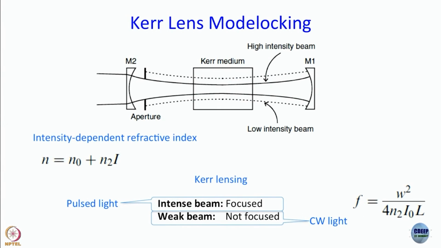Kerr lens mode locking means because of the Gaussian distribution of a TEM00 mode, you have greater intensity at the center of the beam and it falls off as it goes towards the edge. This brings in an intensity dependent refractive index, which sort of acts like a lens. It is called a Kerr lens. And since pulsed light is intrinsically more intense, it focuses the intense beams and does not focus beams that are less intense.